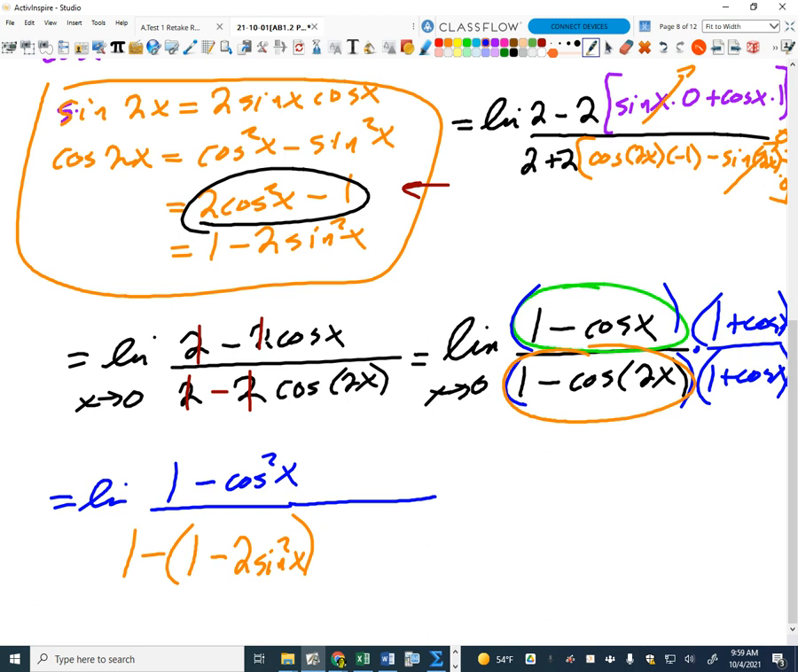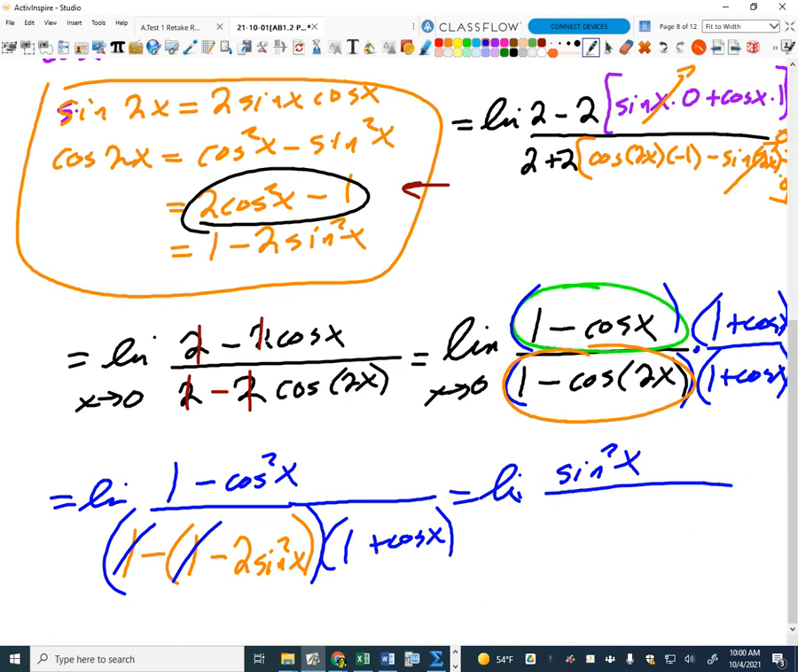I've also got on the bottom this 1 plus cosine x. But look what happens here. When I distribute the negative, the 1's are going to cancel, and I get a 2 sine squared x, right? Which is good because I erased it, but we've got this sine squared x on the top that's going to cancel with that sine squared x on the bottom then, right?